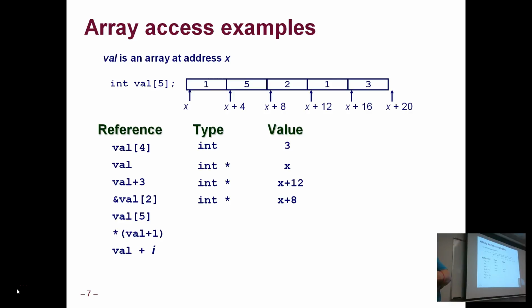Val of 5, out of bounds is correct. What's the type? Well, it's considered an integer because you wrote it. The assembly code is going to assume whatever's there is an integer. The star of parentheses val plus 1, integer, it'd be 5. So val plus 1 gets you to this, dereference it, and you pull out the 5.